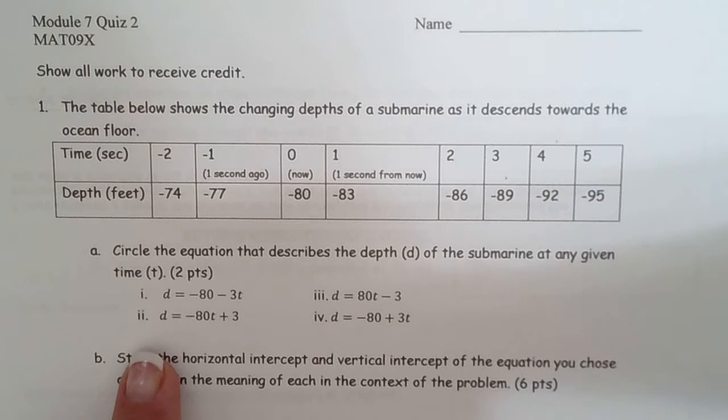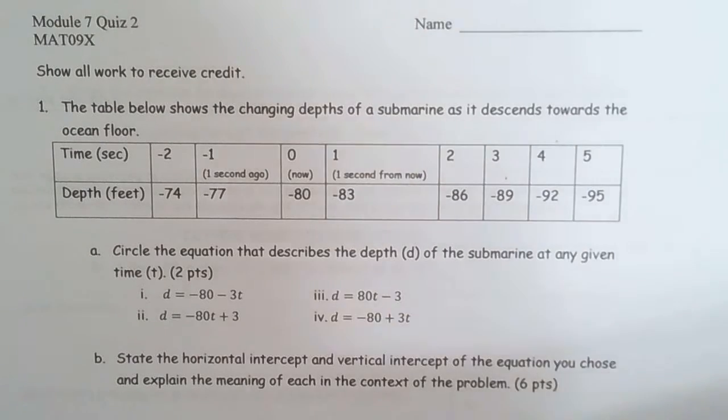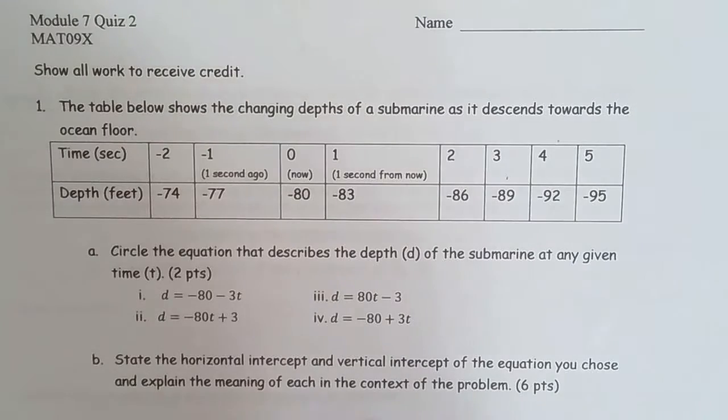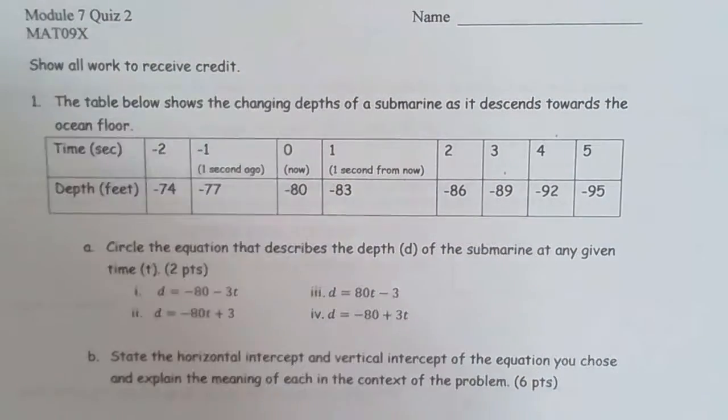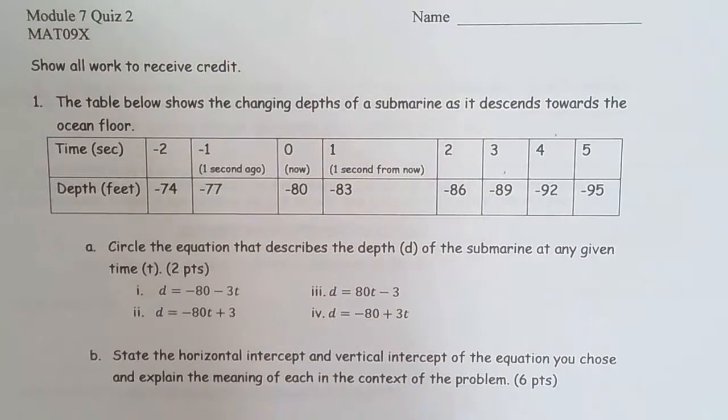Here's a table showing the changing depths of a submarine as it descends, that means goes down, towards the ocean floor. Circle the equation that best describes the depth. And I will tell you, so many students think, oh, it's multiple choice, we don't need to show any work. And so they just guess one. Well, then it makes the rest of the page wrong because they didn't find the equation.